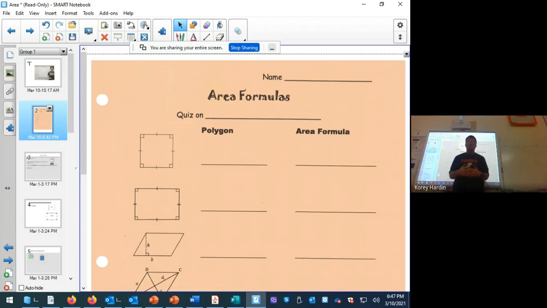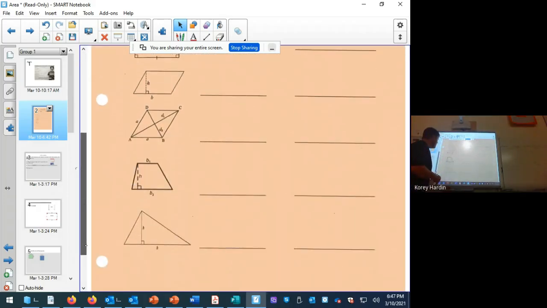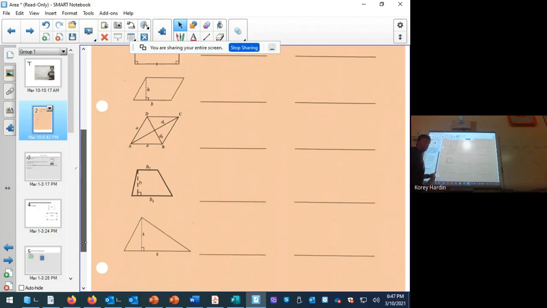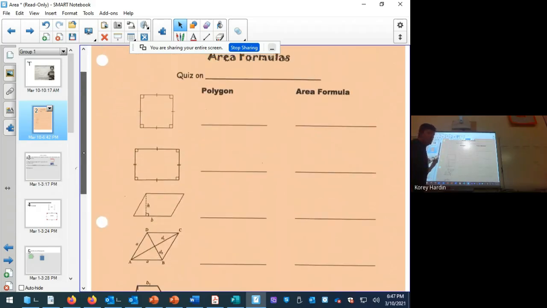Now, with this, we're only going to get through the four that you see on the screen right now, all right? We're going to get through these four shapes. The two at the bottom, we're actually going to cover those tomorrow. Miss Parrish will cover them in the video, but we're going to tackle the first four today, okay?